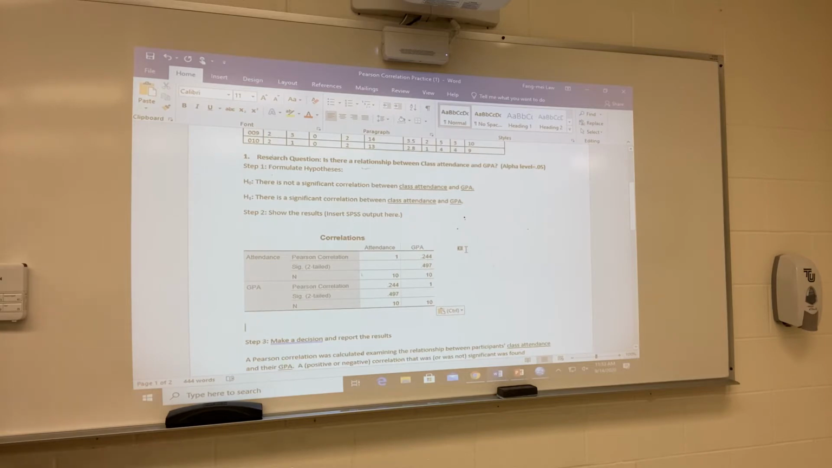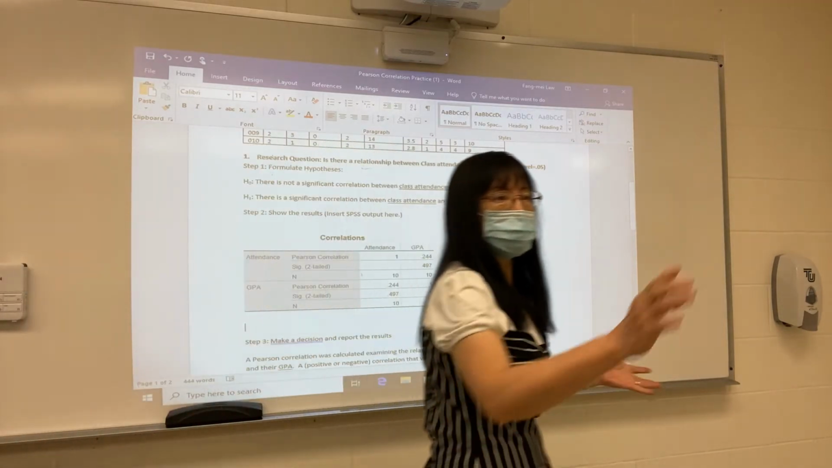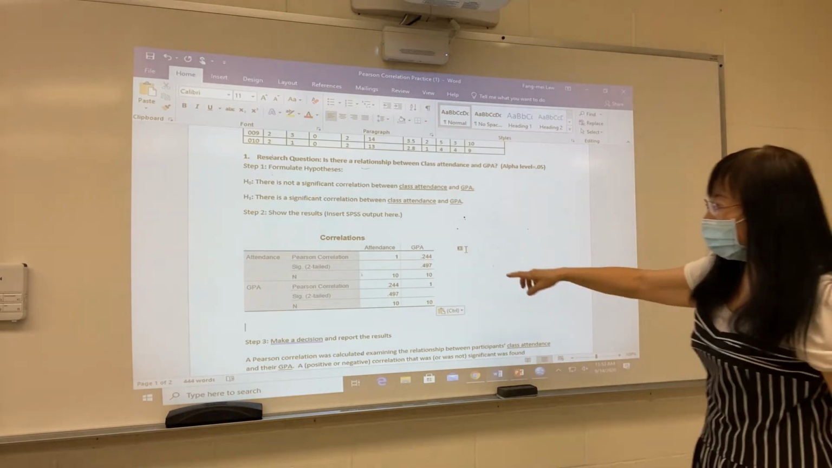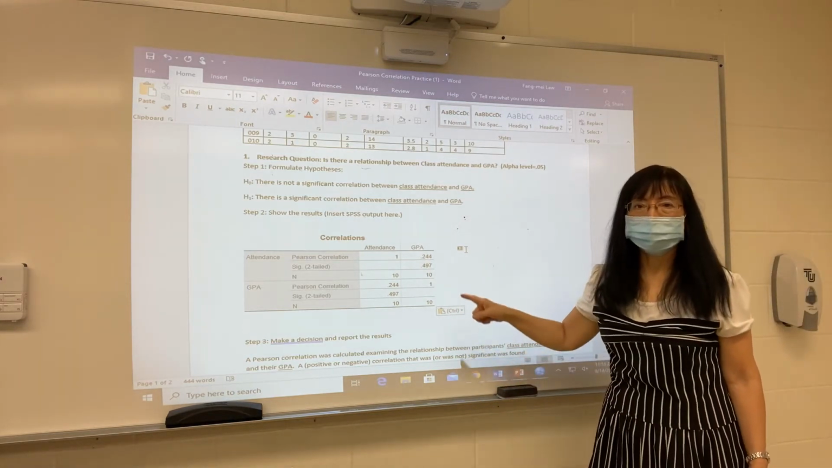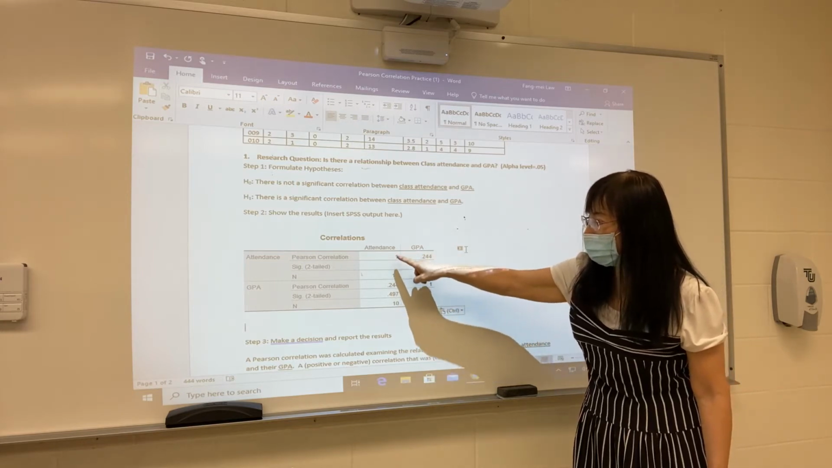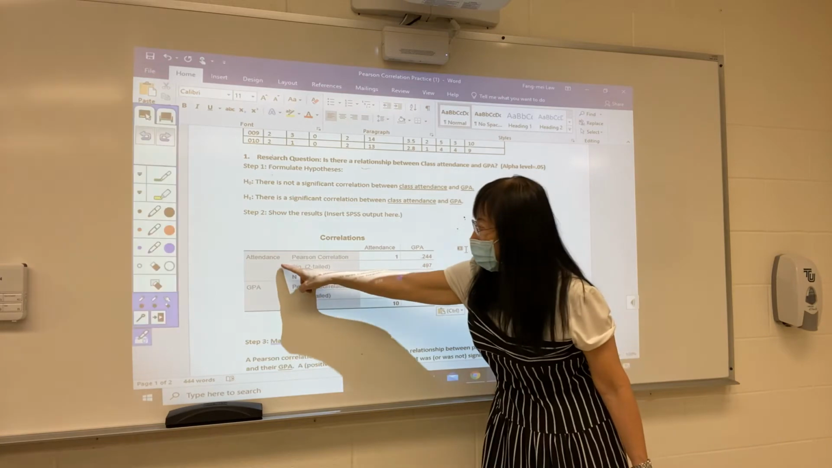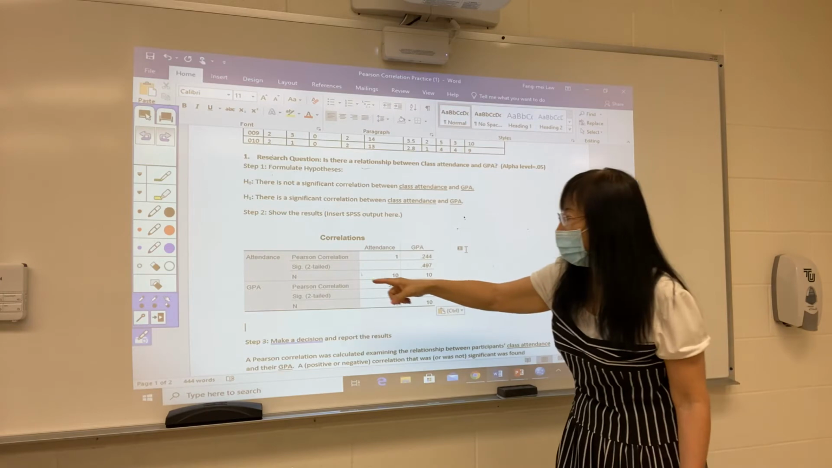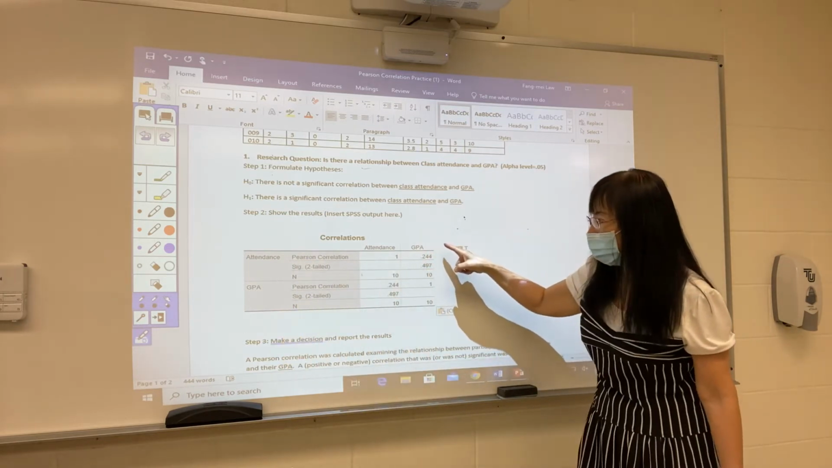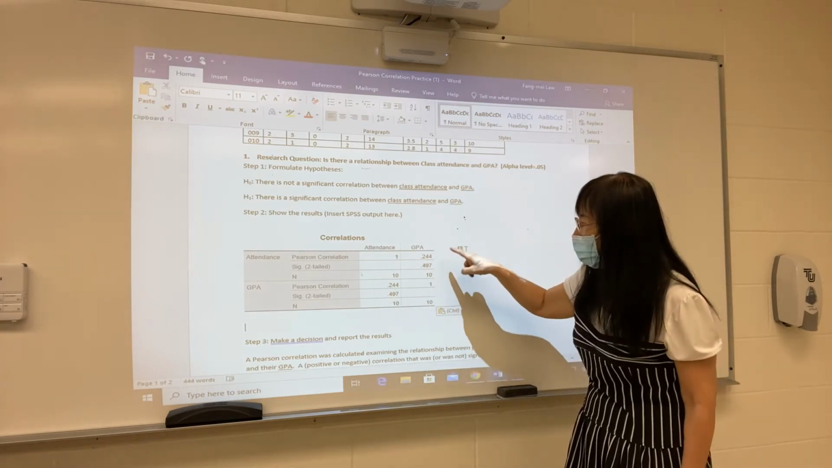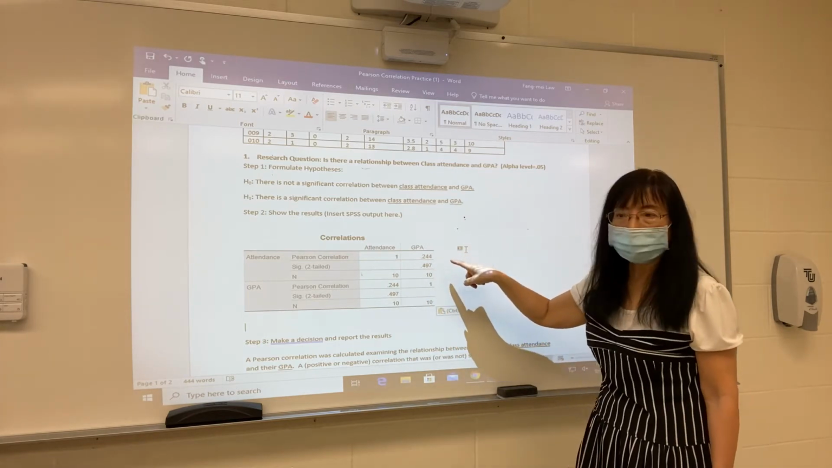So what does this really mean? You know SPSS. So you got it? Sarah, you got it? It's so easy, but what does it mean? Can somebody tell me what the attendance and GPA means? You can see attendance compared with attendance. Don't worry about this, it's 1 because it's compared with itself. But attendance and GPA is the same as GPA and attendance, you see the same number. So 0.244, that's your correlation.